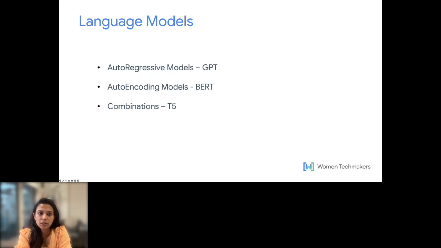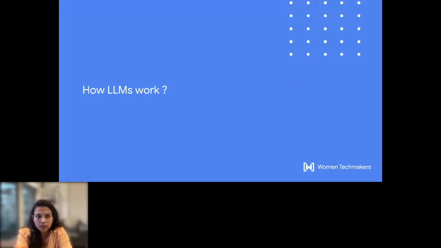Autoencoding models, as an example mentioned over here, is BERT. So they are good at understanding the text, so they are good at tasks like classification, and these models follow the encoder part of the transformer architecture. Then we also have a combination model. An example of a combination model is T5. A combination model has both encoder and decoder, follows the encoder-decoder architecture, and these are good at translation tasks, right?